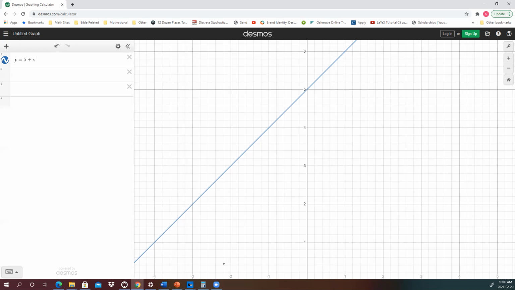Now I'm saying to you, if you have your ruler, you can still measure it. Use your ruler, measure it, and you will see what the rise and the run is. But if you don't have your ruler, remember that your graph paper is actually measured, right?